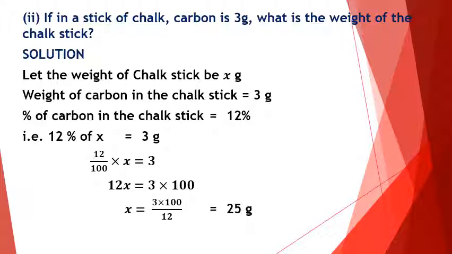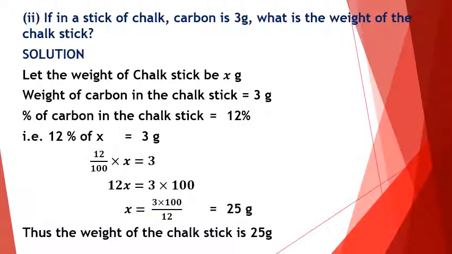3 and 12 can be cancelled. The numerator becomes 1 and the denominator becomes 4. Now 4 and 100 can be cancelled. The denominator becomes 1 and the numerator becomes 25. Hence, the product of the numerator is 1 into 25 equals 25 gram. That is, the weight of the chalk stick is 25 gram. Thus, the weight of the chalk stick is 25 gram.